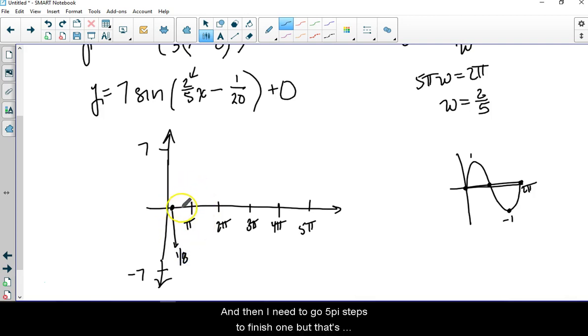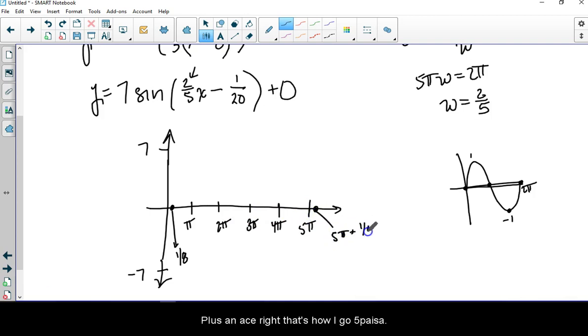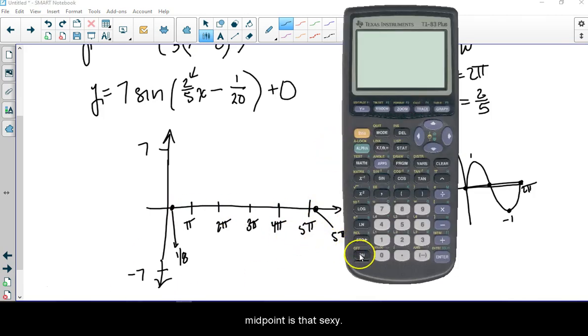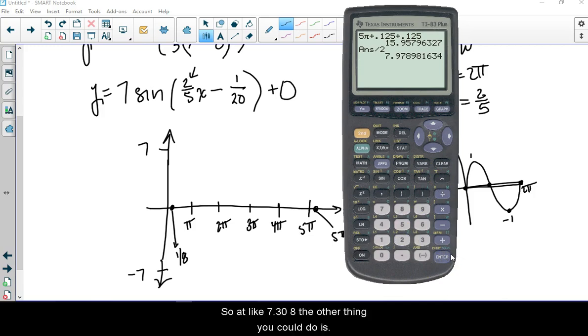And then I need to go 5pi steps to finish one, but that's not at 5pi, it's at 5pi plus an eighth. That's how I go 5pi steps. If I stop at 5pi, I'm a little short. Halfway in between, I'm going to intersect. So I need to find out what the midpoint is of that section. So I have 5pi plus an eighth, plus another eighth, and then I divide by 2. So at just about 8.